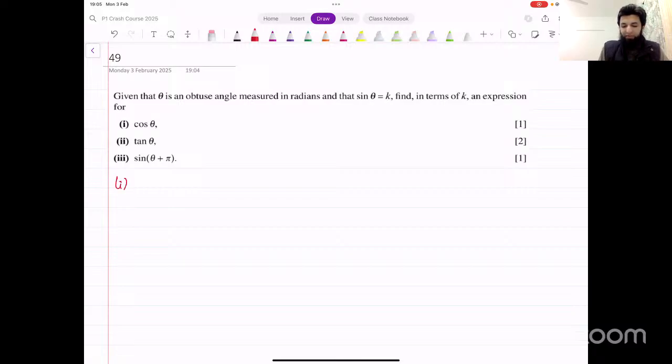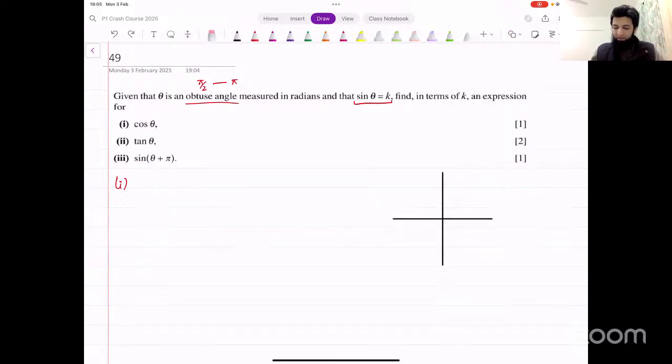So in this case, the angle theta is an obtuse angle, from 90 to 180, but this is in radians. So we would say this is from pi over 2 to pi, such that sine theta is equal to k. Find an expression for cos theta, tan theta, and sine of theta plus pi. Now, how do we think about this again? We can make a triangle like this. Now, it's an obtuse angle. Obtuse angle means we are in the second quadrant now. So the angle is going to be here in the second quadrant.